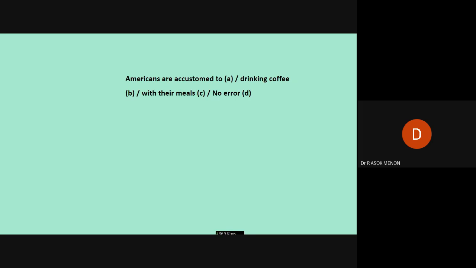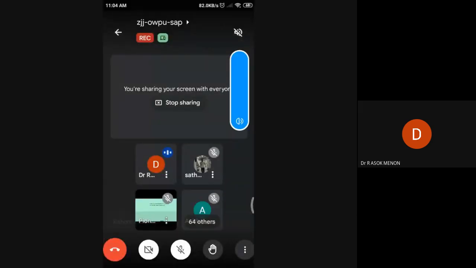Now, Americans are accustomed to drinking coffee with their meals. Americans are accustomed to which part? Vivek Chauhan, you have gone wrong. Saurabh Mishra says much for non-countable. Saurabh Mishra says Americans are accustomed to drinking coffee with their meals. Adhik Abhyasa says it is drink. Aditya Kumar says it's C. Bharat Kumar says C.